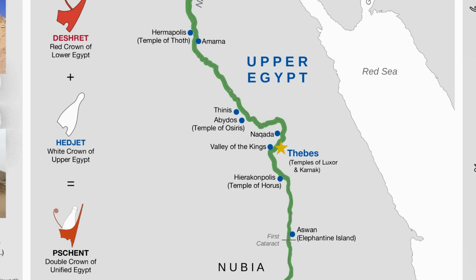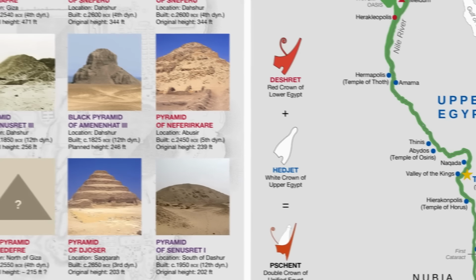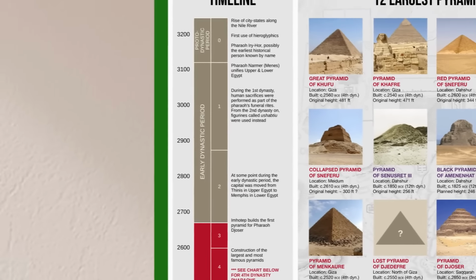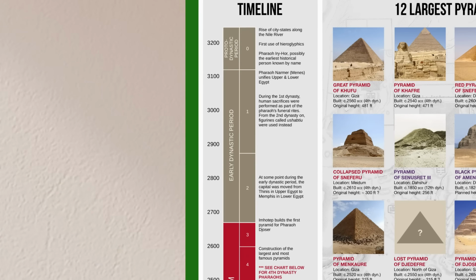Okay, so now that you understand the basics about the time periods and the geography involved, let's go back to the timeline so that I can give you a walkthrough of ancient Egyptian history in chronological order. The first dynasty started around 3100 BCE. Everything before this is considered the pre-dynastic period. The first dynasty started when a pharaoh named Narmer, or Menes, united Lower and Upper Egypt for the first time.